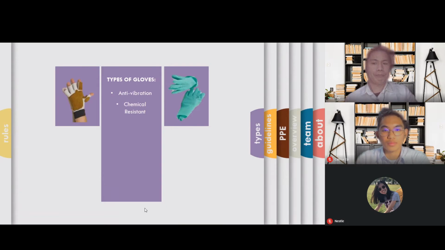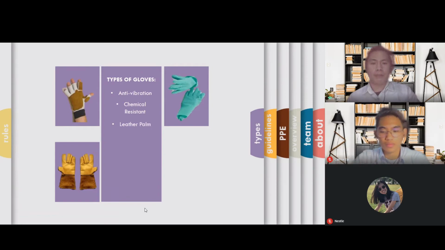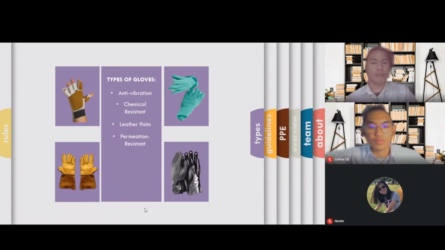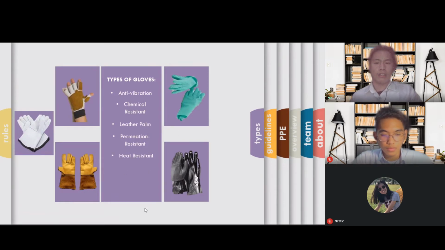For the next type, leather pulp. It is thick and offers heavy-duty protection, abrasion resistant, puncture, and heat resistant. So mostly, ginagamit siya ng mga construction worker. For the next type, permeation resistant. Pinoprotektahan ng kamay natin sa mga solvent and isocyanates, most likely sa mga paint. For the next type, heat resistant. Reasonable to wear kung yung work is interacting with heat. And for the next type, cut resistant. Works to protect the hands from cuts while working with sharp tools.